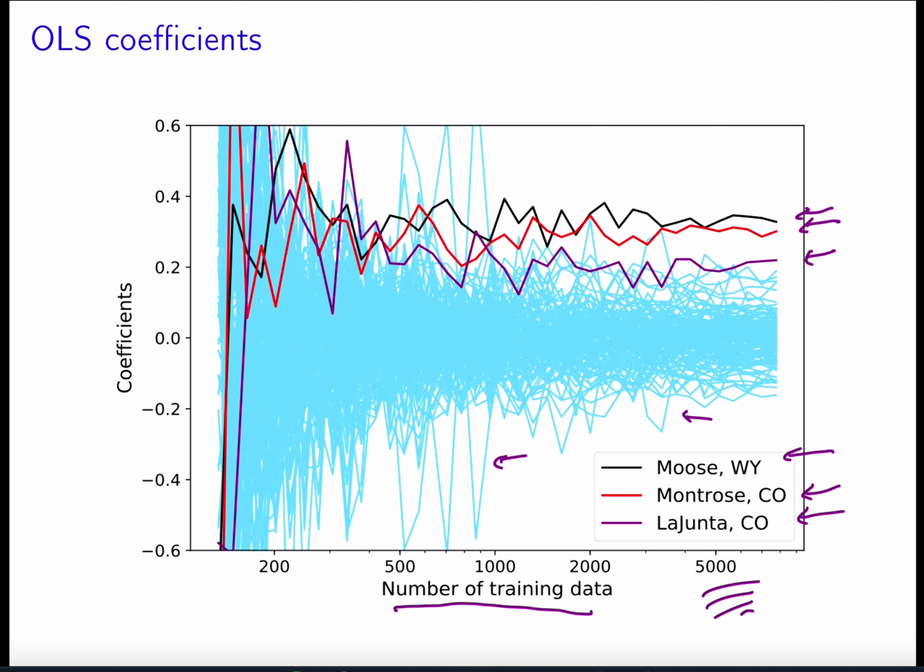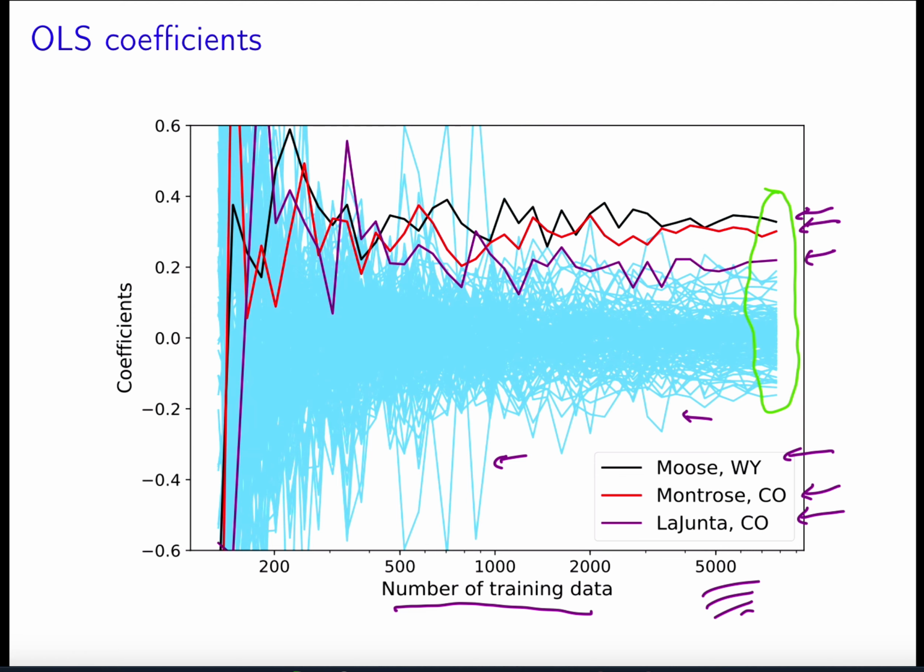So this is what happens at the end. Maybe I'll use another color. I'll use green. These are the coefficients that we see at the end, and these are the three most important coefficients. And again, they make sense.